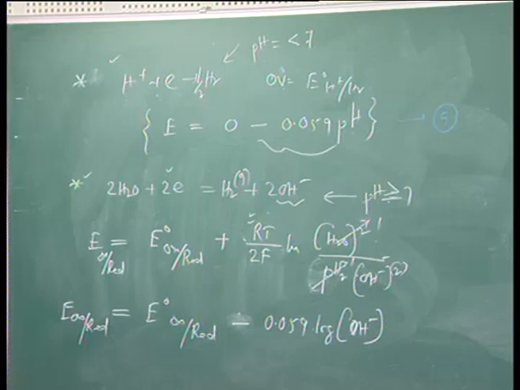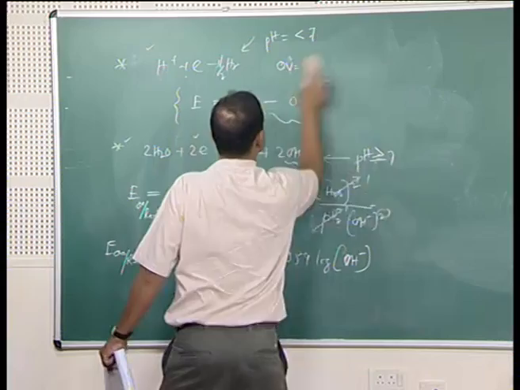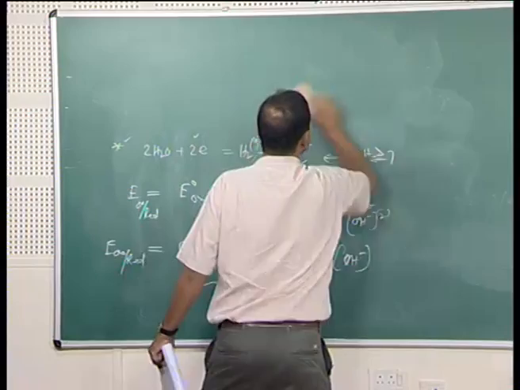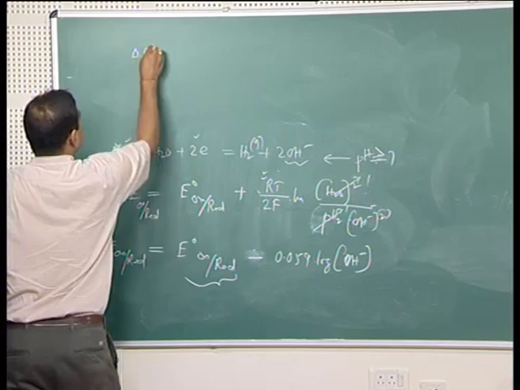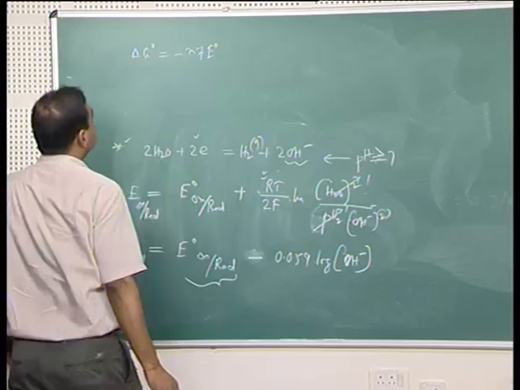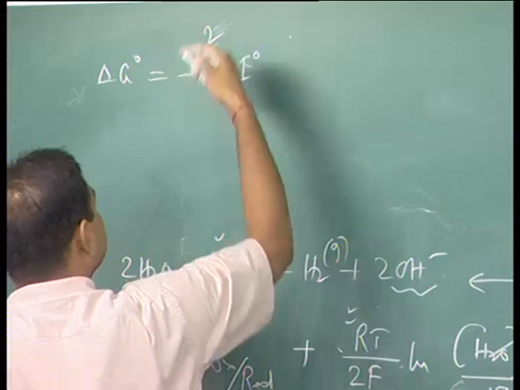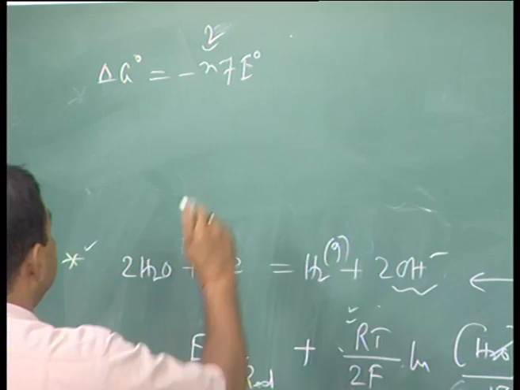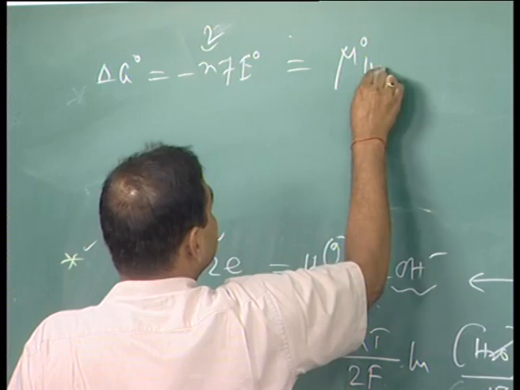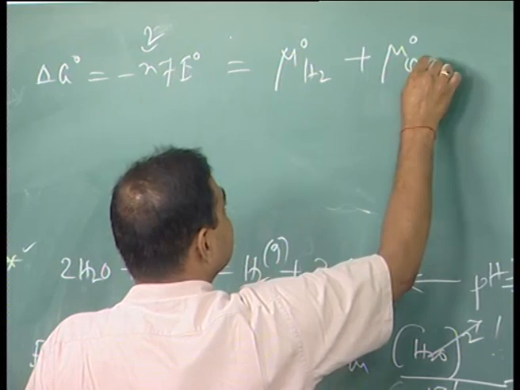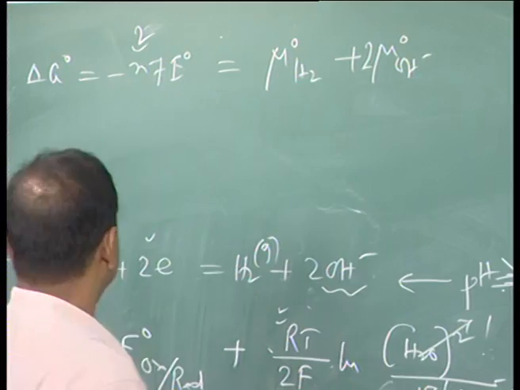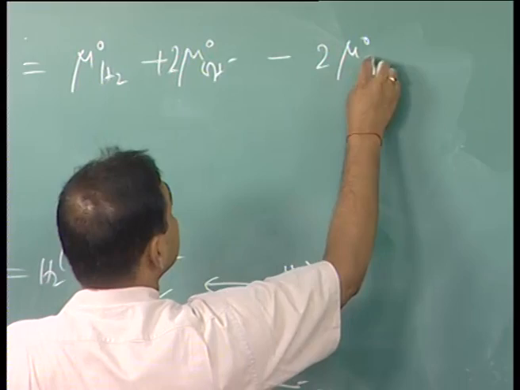Now, I can replace this OH minus in the form of H plus. How would we do it? That I would come to in a while. Now, I can also find out what is the value of this E 0. This value I can calculate from standard chemical potential data again. So, this would become delta G 0 equal to minus n F E 0. Here n is 2, and F I know is 96500 coulomb per gram equivalent. Now, delta G 0 would be equal to mu 0 H 2 plus mu 0 OH minus times 2, because 2 OH minus ions are involved, minus 2 mu 0 H 2 O.